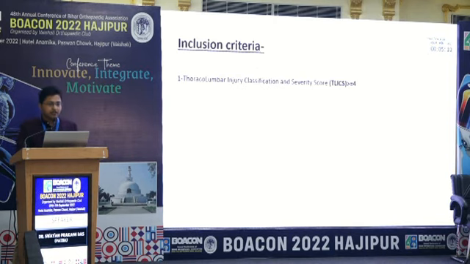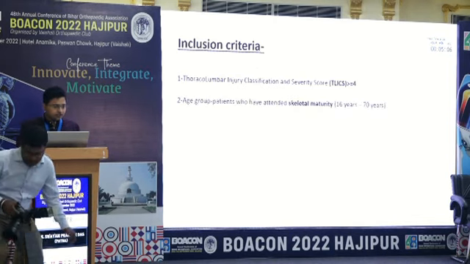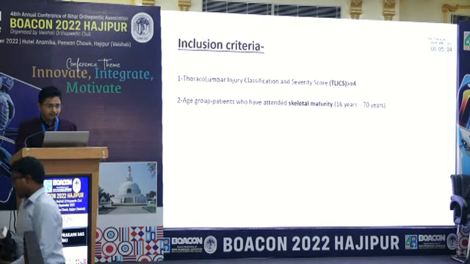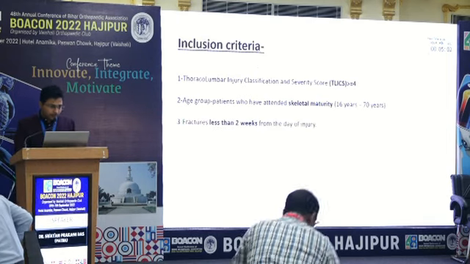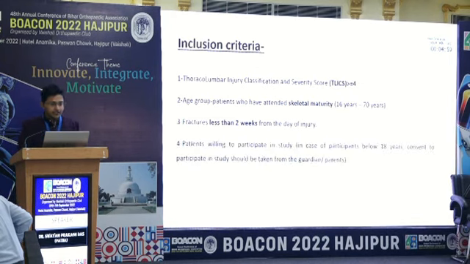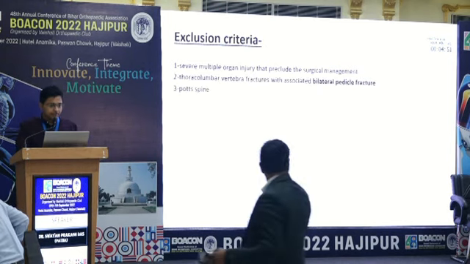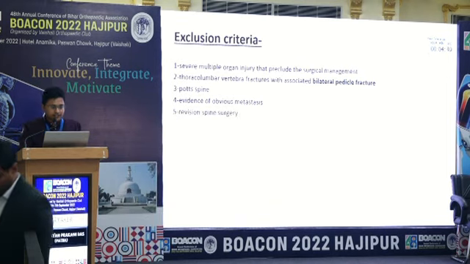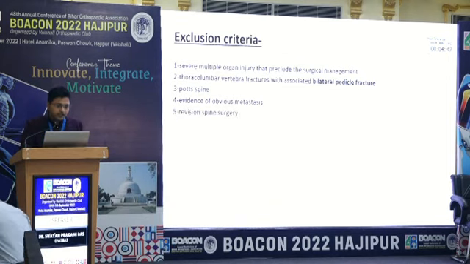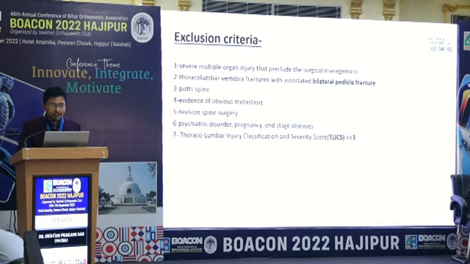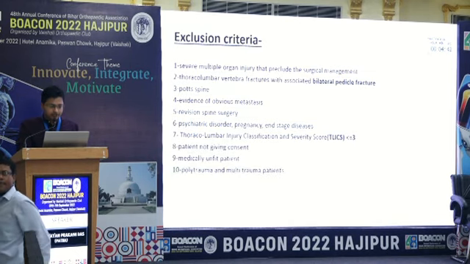Inclusion criteria were all the patients who had a TLICS score of more than or equal to 4, skeletal maturity, fractures less than 2 weeks old, and patients who were willing to participate in the study. We excluded patients with severe multiple organ injury, bilateral pedicle fractures, poor spine, evidence of obvious metastasis, any kind of revision spine surgery, psychiatric disorder, TLICS less than or equal to 3, patients who were not willing for surgery, medically unfit patients, and polytrauma patients.